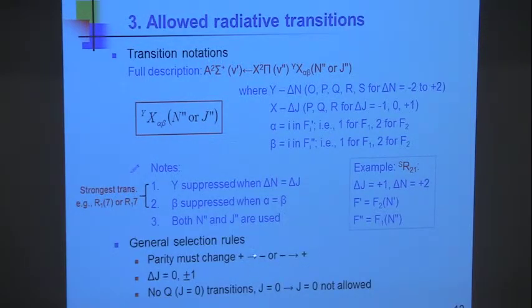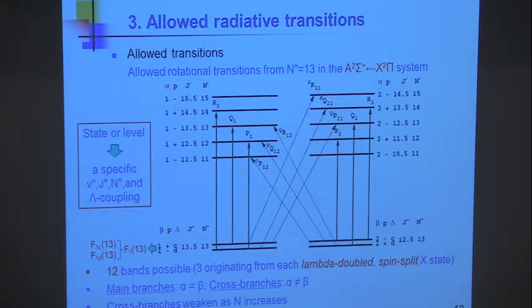We have to remember to change parity once we've assigned it. We have to recognize delta J can be 0 plus or minus 1. It turns out that for this molecule, you can't have 0 to 0. So we're back to this thing. So this is the diagram that I'm trying to explain.